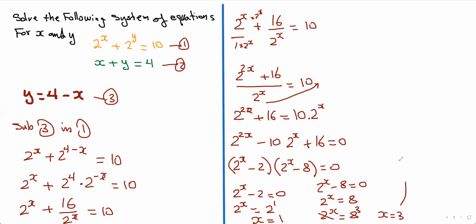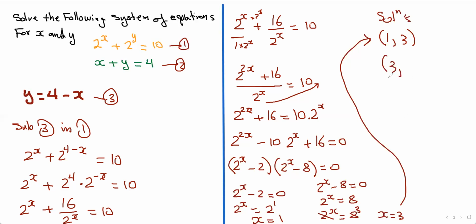I'm going to take this right to the top here to finish it off. So if x is 1, then I just sub in the 1 for the x right here. So 4 minus 1 is 3. So y would be 3, and this is one of your solutions. And if x here is 3, then you go to this equation, sub in 3 for the x. 4 minus 3 is 1, and this is your solution. So 1 and 3 and 3 and 1.